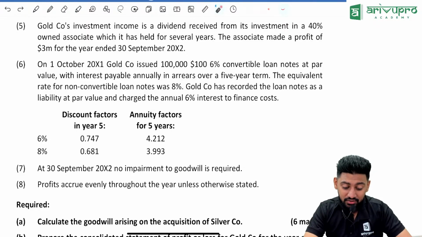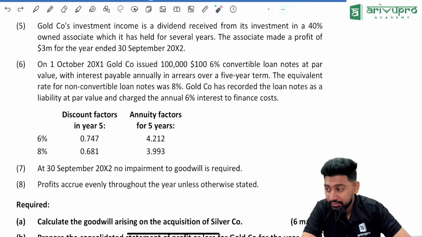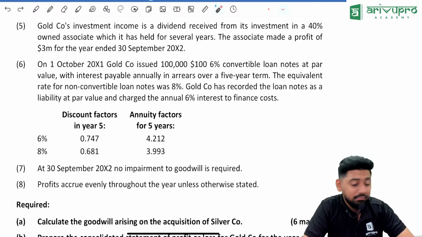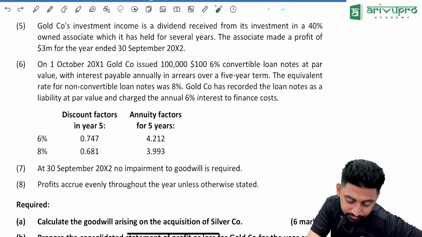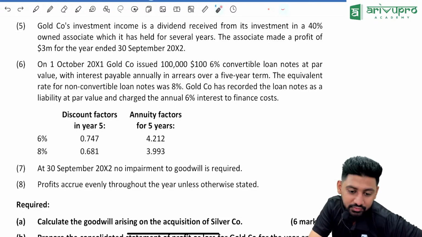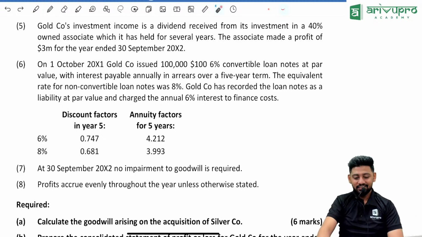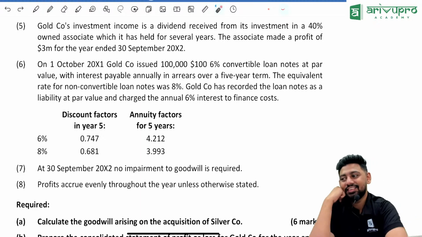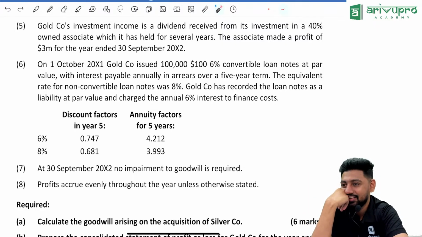Look at the catch there. What your examiner has done. No. Your examiner has made or put a little trick there. What has he done? What is the total value of loan that you are borrowing? How much is the value of the loan? What is the value of loan notes?